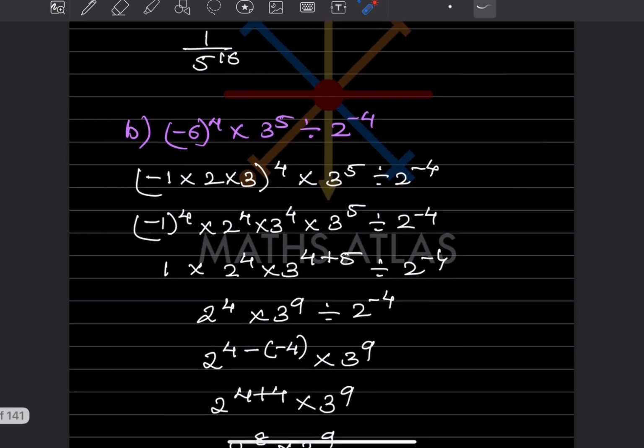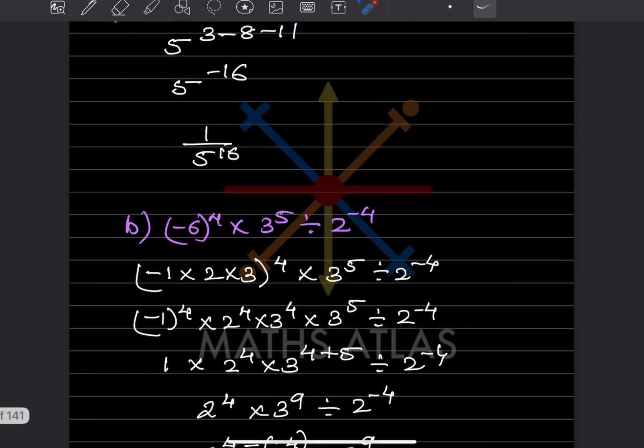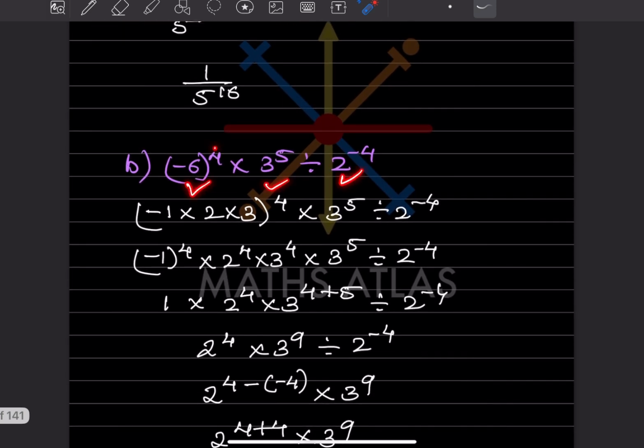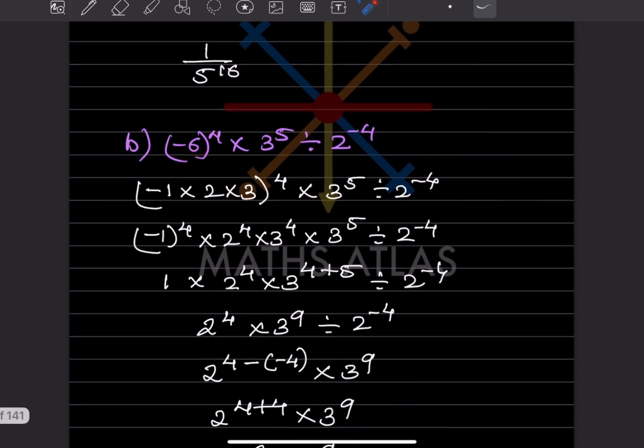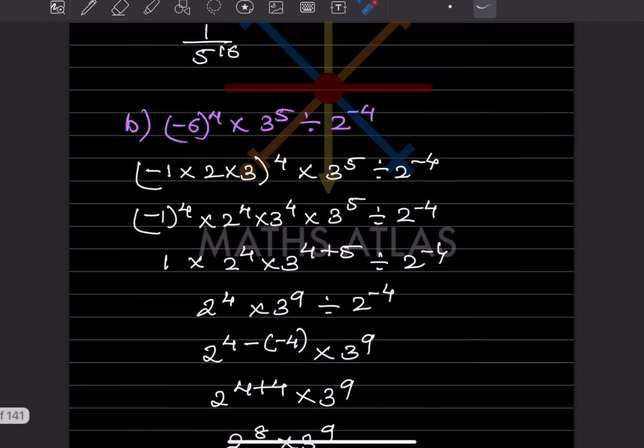Now look at this problem. We can see all the bases and the indices are different. So what we can do is split this 6 into 2 into 3. And this minus, we can write as minus 1, and this 4 is for all, that will be for this as well as this one. So now this will keep as it is. Let us write it this way. Let us separate this: minus 1 raised to 4, 2 raised to 4, and 3 raised to 4. This is the same.